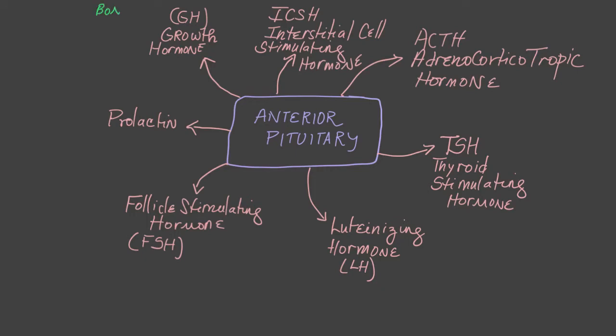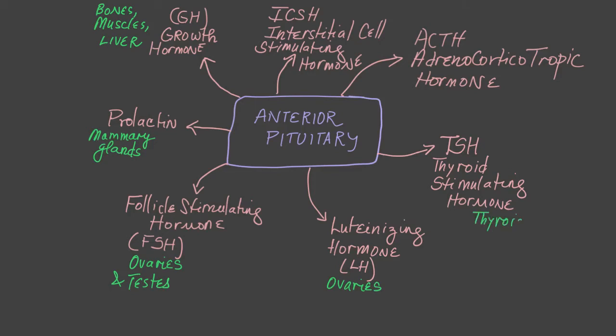Now for the target organs. The growth hormone pretty much acts on every cell in the body. However, it has a special effect on muscles, bones, and the liver during the growth spurt. Prolactin acts on mammary glands. Follicle stimulating hormone is important for egg production and sperm production. In females, it acts on the ovaries, and in the males, it acts on the testes.